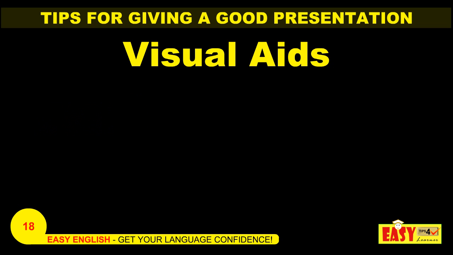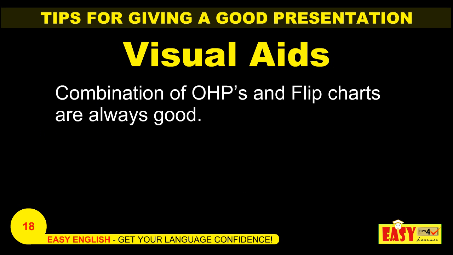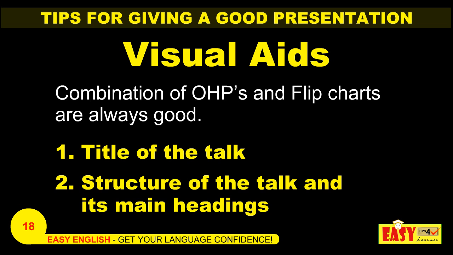How to make use of the visual aids? The combination of OHPs, that is the overhead projectors, and flip charts is always good. The first visual gives the title of the talk, whatever we are discussing. The second visual shows the structure of the talk and its main headings. It also describes the subheadings we are going to analyze.